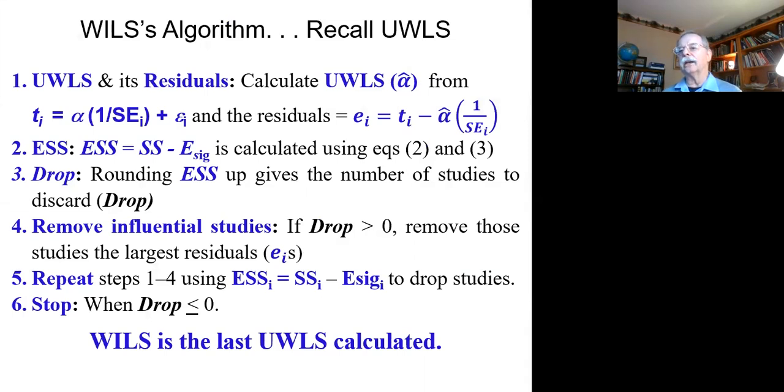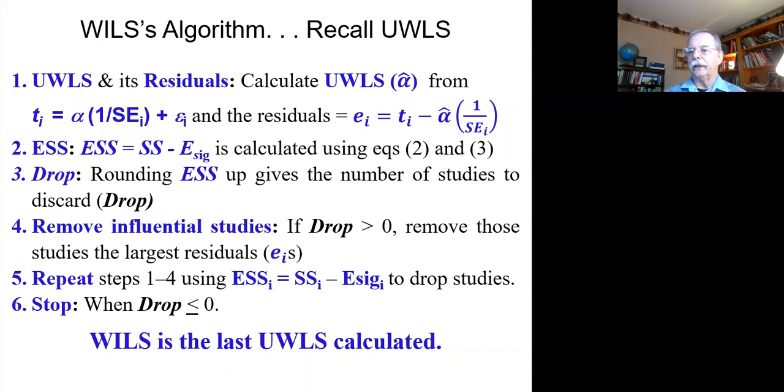Okay, so how in the heck do you calculate this simple weighted average? Well, the first step is you start with the unrestricted weighted least squares, and you calculate the residuals from this. Any regression package will automatically calculate these residuals, and I call them EIs. After that, you calculate excess statistical significance, in the same way we discussed using equations 2 and 3. You take the value of excess statistical significance and round it up, and this tells you how many studies you should drop. That just tells you the number of studies. Which studies should you drop?